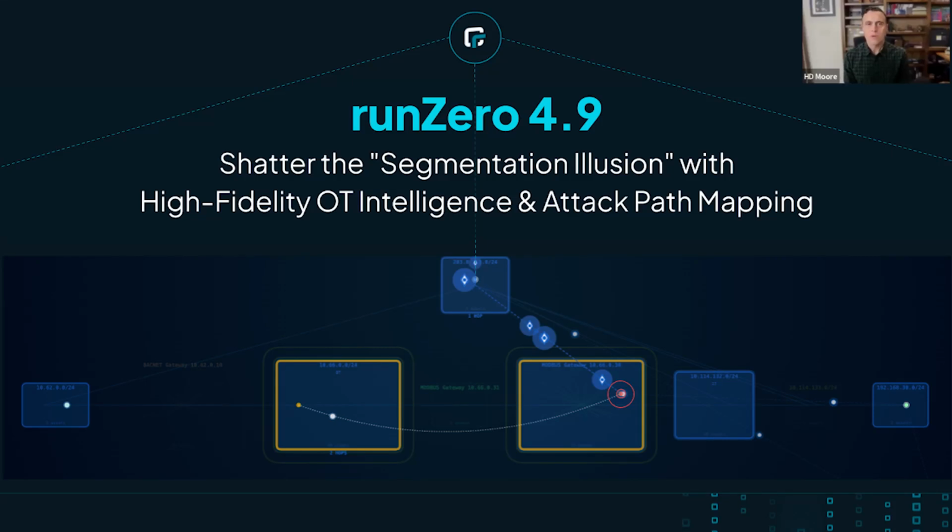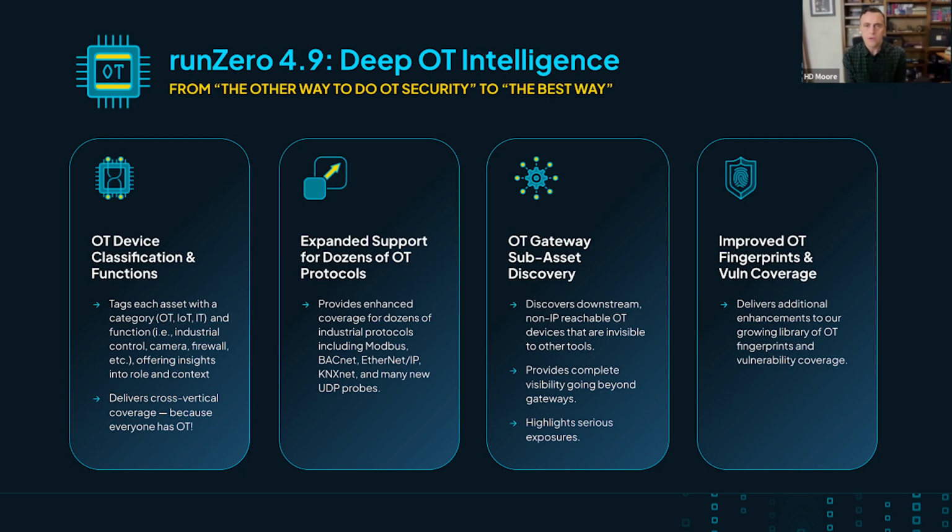Hey folks, welcome. Just want to give you a quick walkthrough of what's going on with runZero 4.9, exposure management for OT. So with this release, we really focused on two real areas. The first one is operational technology. We spent a lot of time building out great device classifications, function classifications. These cover all sorts of verticals from building management, energy, manufacturing, you name it.